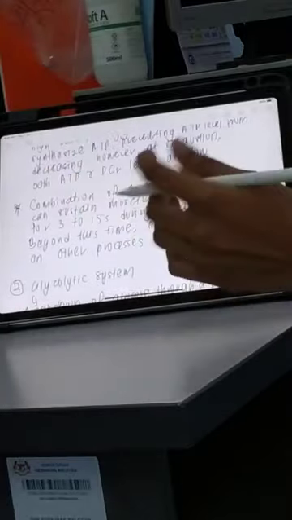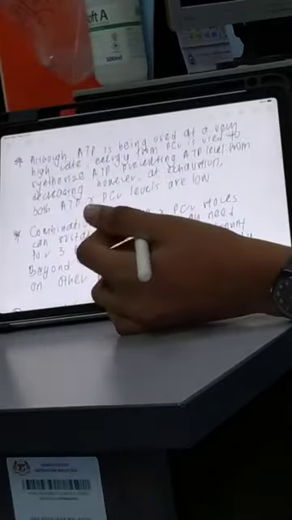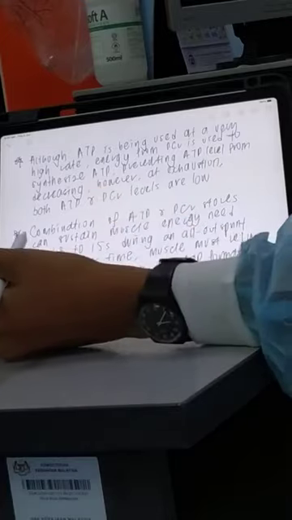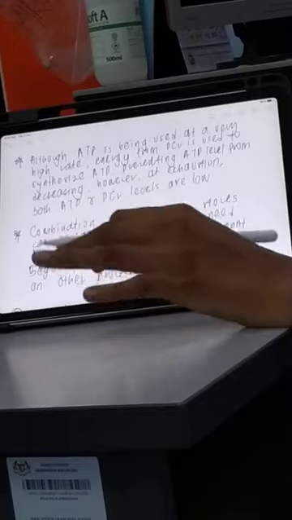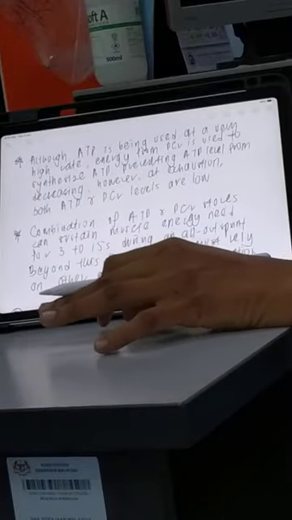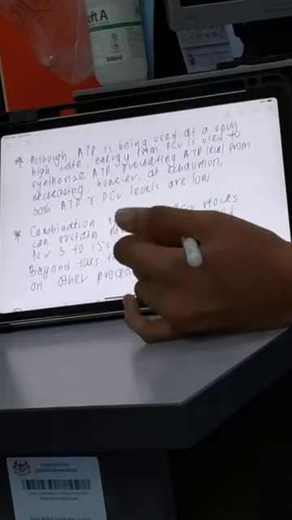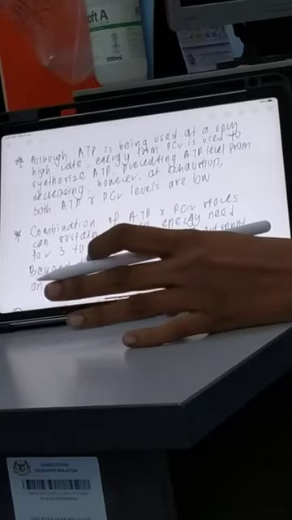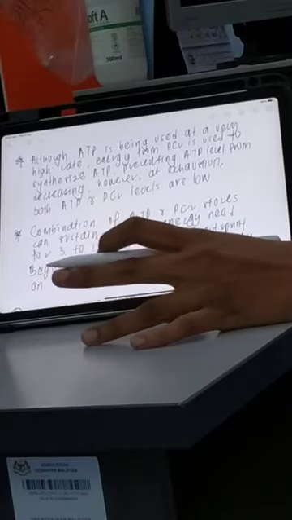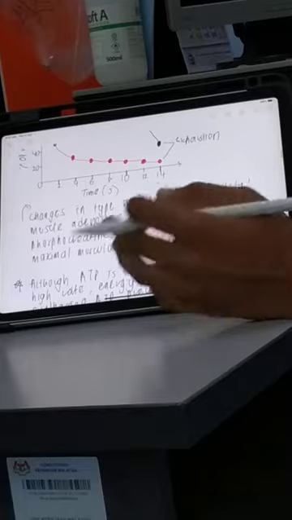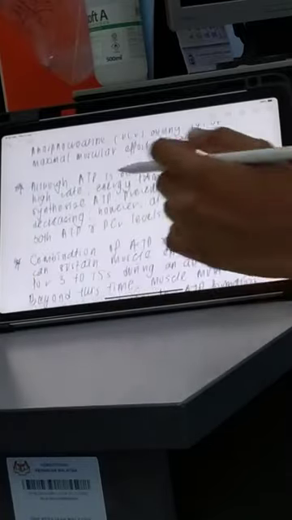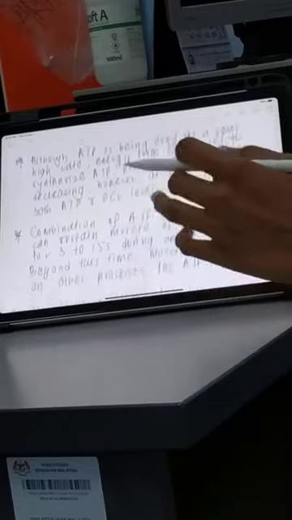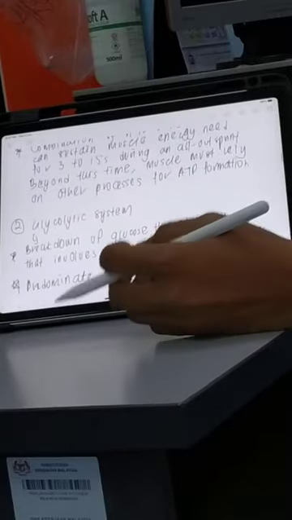So that's what I meant: a combination of ATP and PCr stores can sustain the muscle energy need for 3 to 15 seconds during an all-out sprint. Beyond this time, muscle must rely on other processes for ATP formation. So it means only about 3 to 15 seconds. After that, it will go to other processes to generate energy.